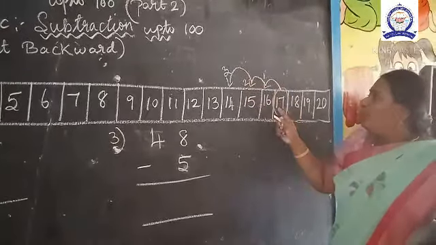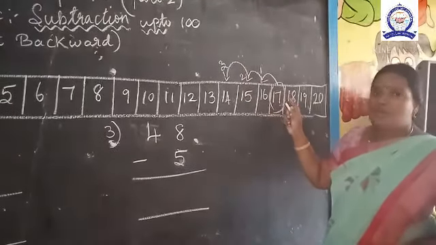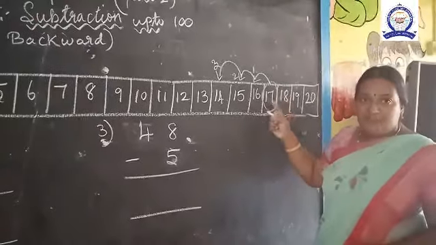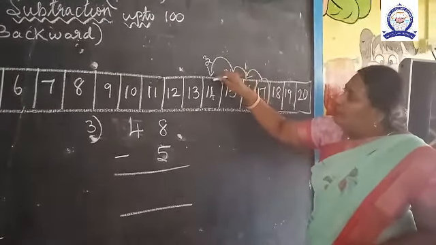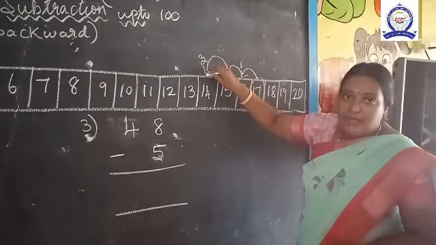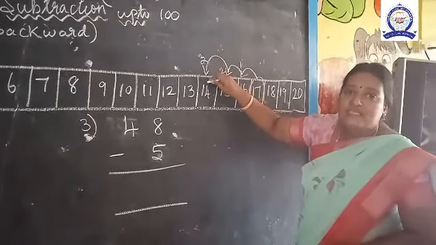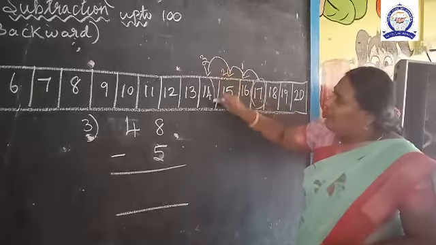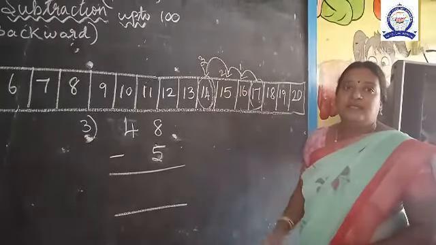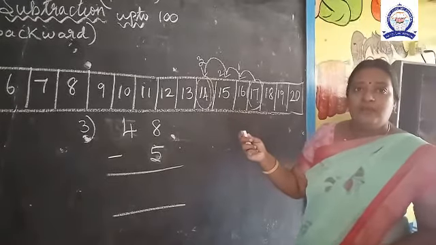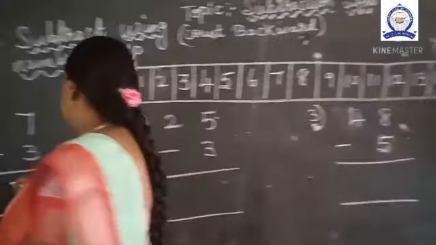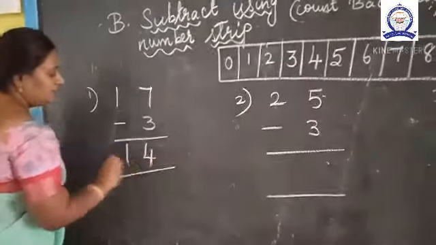So how many places? 17 minus 3 is your question. 17 is here. From 17 you have to count backward 3 places. So we counted 3 places. Where does the third place end, on which number? 14. So your answer is 14.